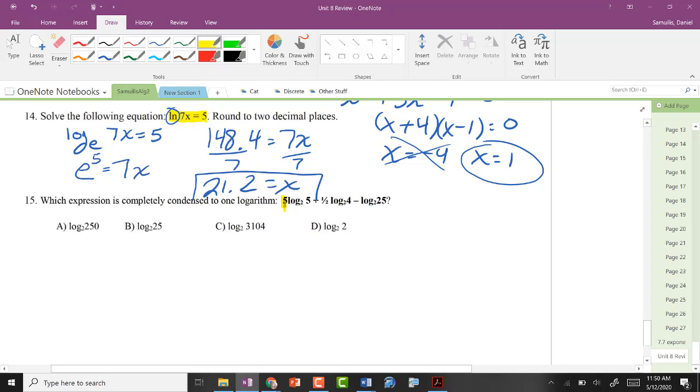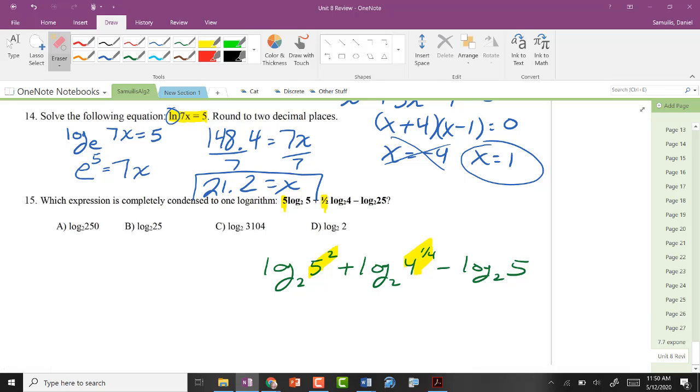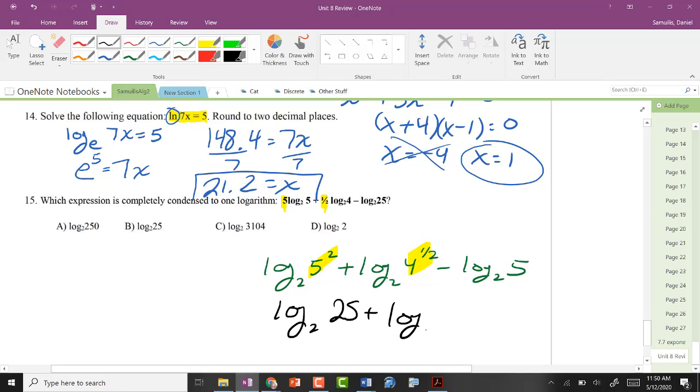And last but not least, one more condensed form. Okay, so I have an exponent and an exponent. So I have log base 2 of 5 squared plus log base 2 of 4 to the 1/2 minus log base 2 of 5. Well, let's go ahead and just simplify these. These are just numbers. What's 5 to the 2nd and what's 4 to the 1/2? Okay, so I have log base 2 of 25 plus log base 2 of 2 minus log base 2 of 5.